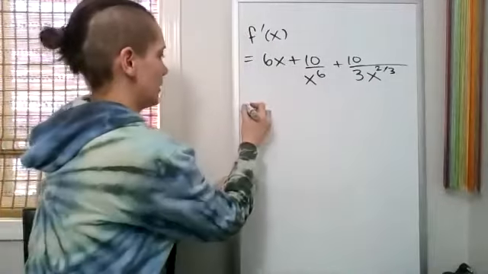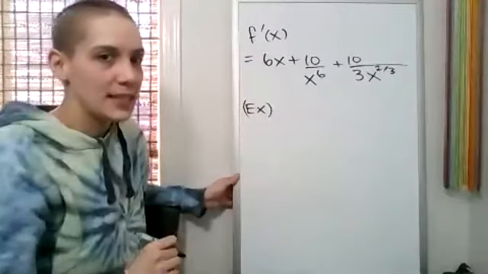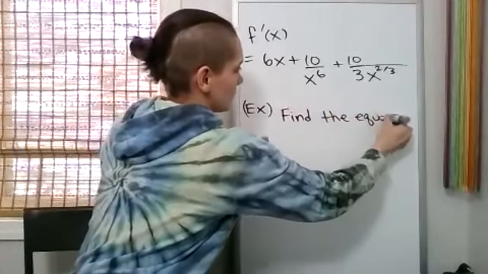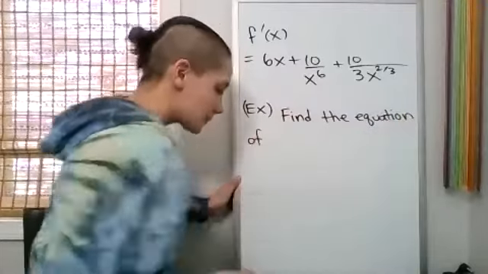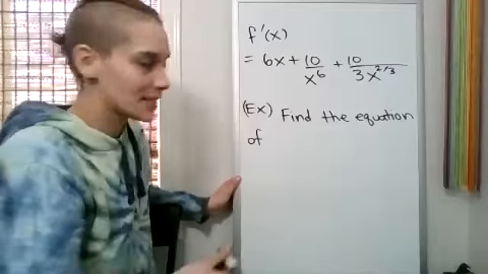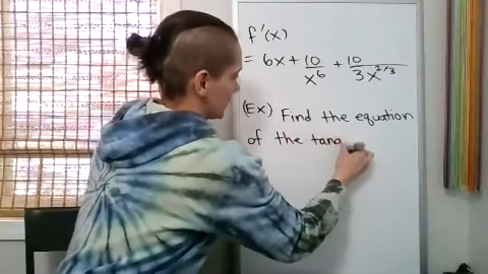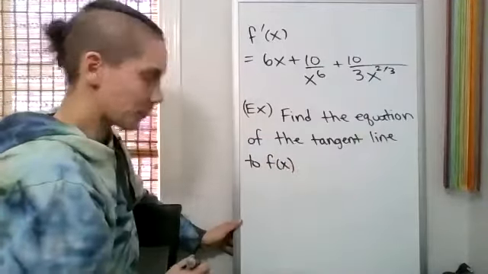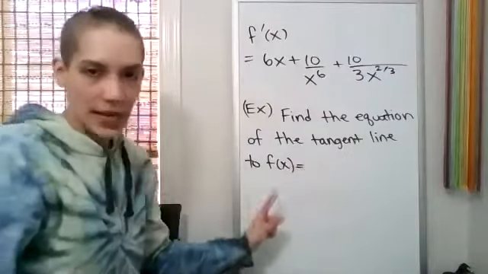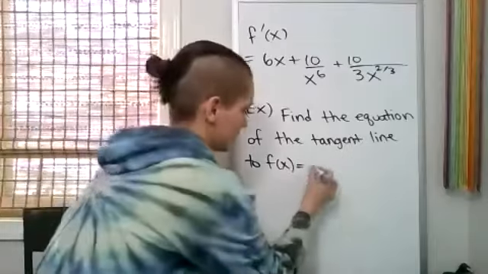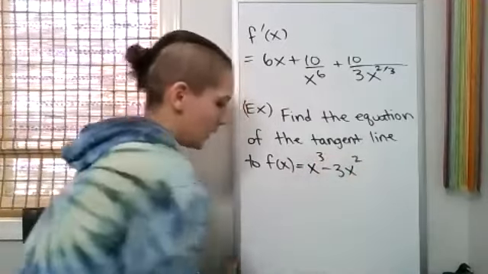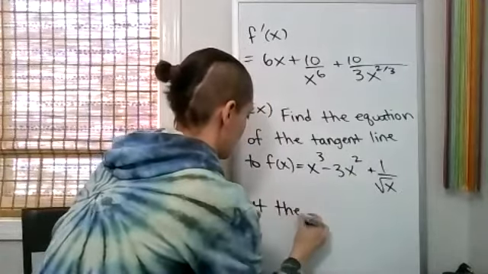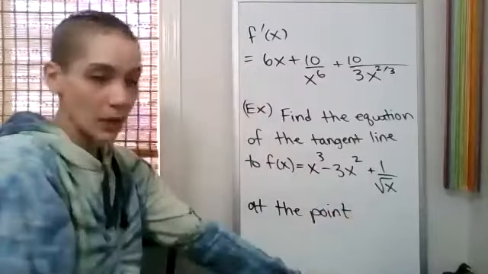Let's get through this example. We will find the equation of the tangent line to f of x, where f of x is x cubed minus 3x squared plus 1 over root x, at the point 1, negative 1.